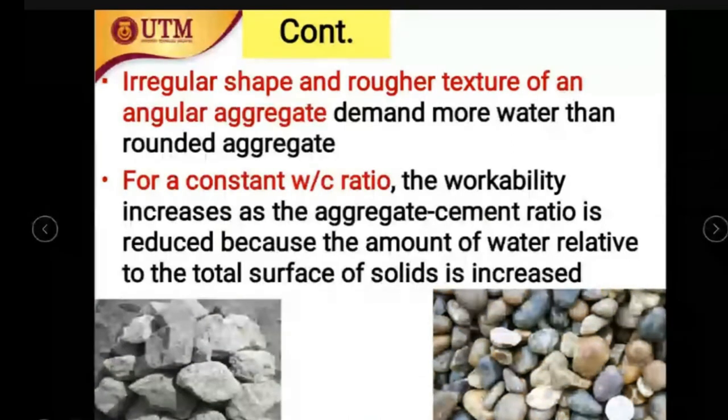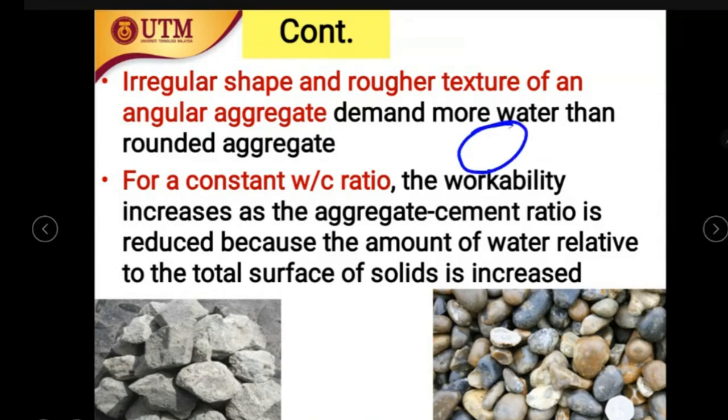For example, when aggregates are in irregular shapes or have a rougher texture, or are angular aggregate, they will demand more water compared to rounded aggregate. For example, if your aggregate is a 20 mm uncrushed aggregate, or what we call rounded aggregate, comparatively, if you have an angular or rougher texture aggregate that is also 20 mm, more water will be required in order to wet the surface of this aggregate. So it will affect our workability.